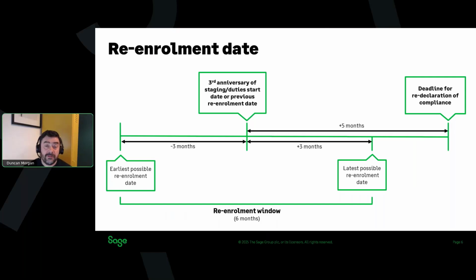Now, the deadline to do your re-declaration of compliance is 5 months after the 3rd anniversary of your duty start date or previous re-enrolment date. And remember, if you've decided to delay the re-enrolment up to the latest time possible, that doesn't affect the deadline for re-declaration. So if you did wait to the 3 months after the latest possible re-enrolment date, that would leave you with just the 2 months to do your re-declaration of compliance. So always good to plan in when you intend to do this, decide on your re-enrolment date, and then make sure that you get the re-declaration done in plenty of time.